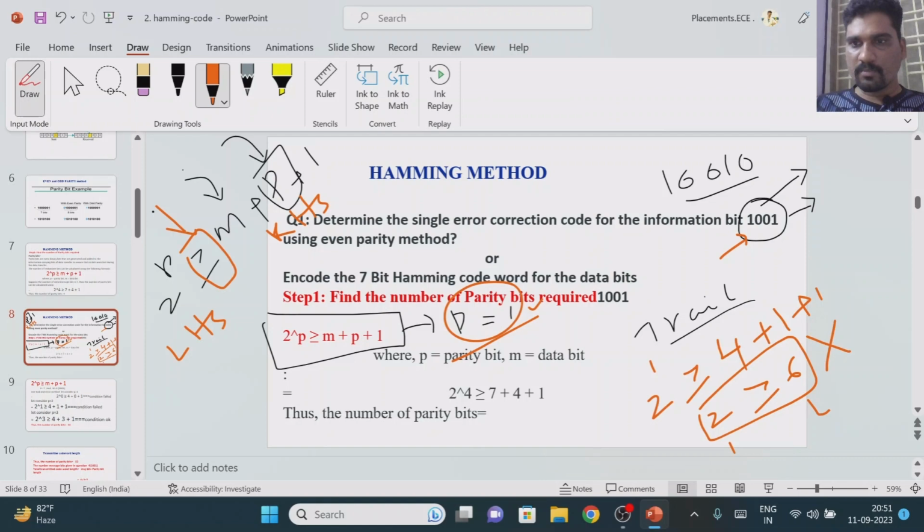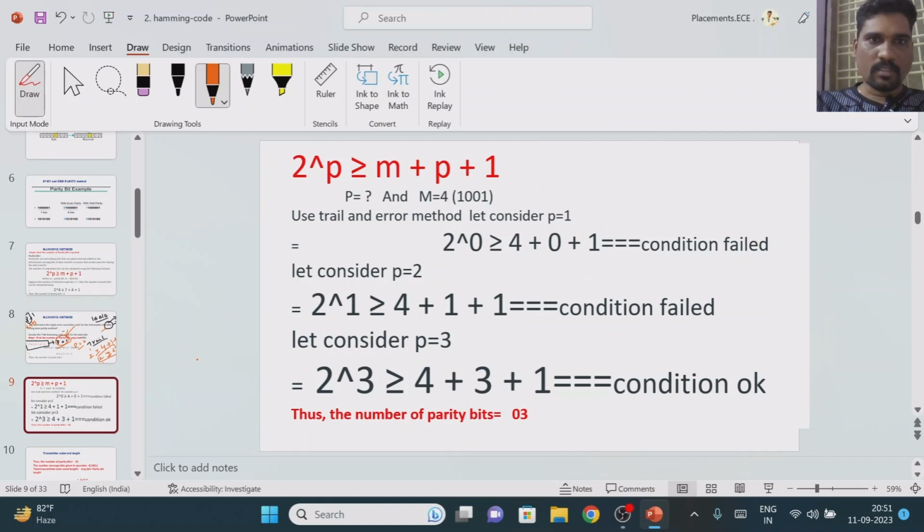This means we should not consider the number of parity bits equal to 1. The condition is that it should satisfy greater than or equal to. If it satisfies this condition, that many parity bits we need to consider. So in the trial and error method, I considered p equal to 1, and this condition is not satisfied. Now we will consider one more p value, p equal to 2. Again, substitute in the formula: 2 power p greater than or equal to m plus p plus 1.